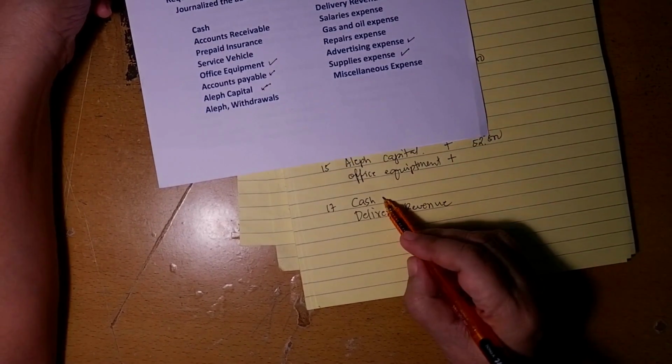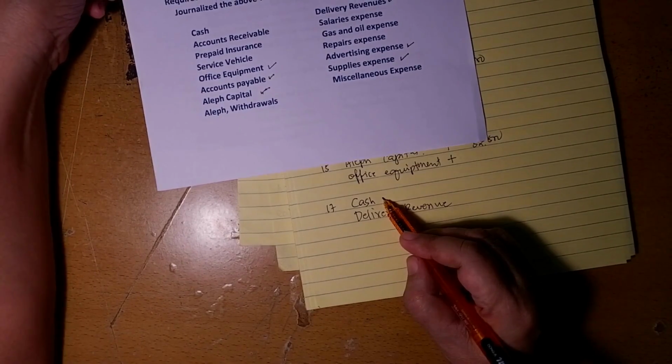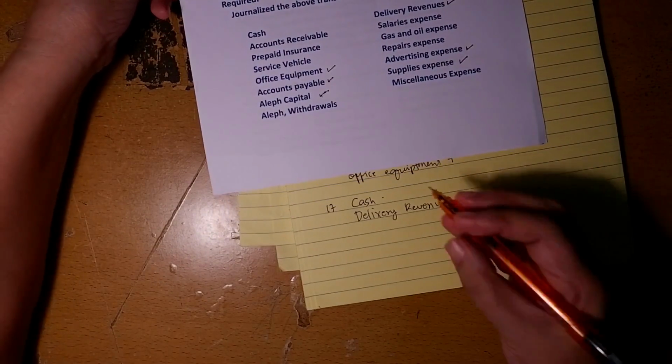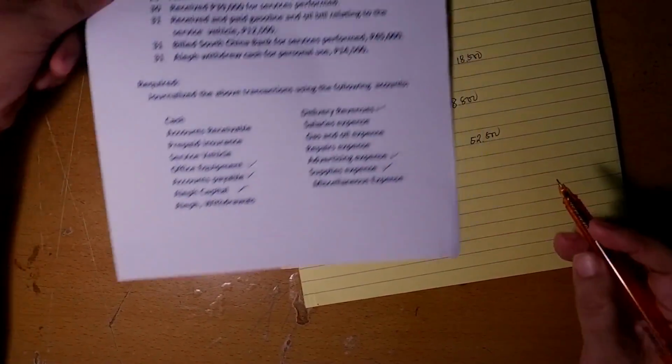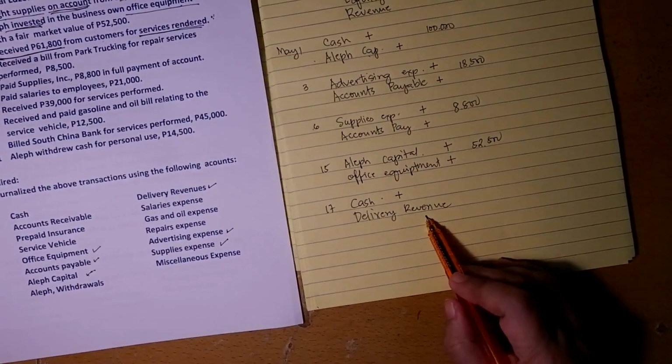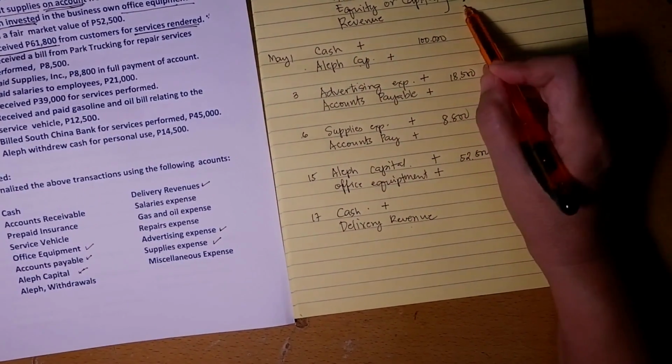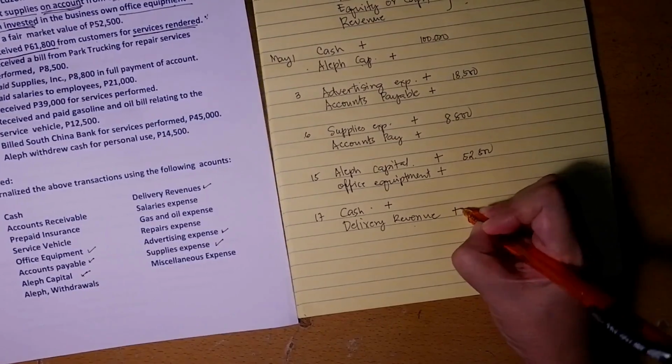Okay, cash. How is cash affected? We received cash. It means what happened to our cash? It increases. And for our delivery revenue, our guide, it is always plus. So plus delivery revenue.